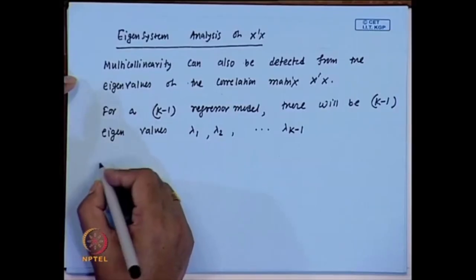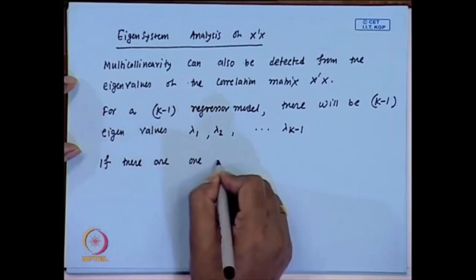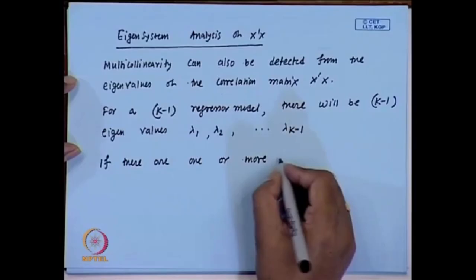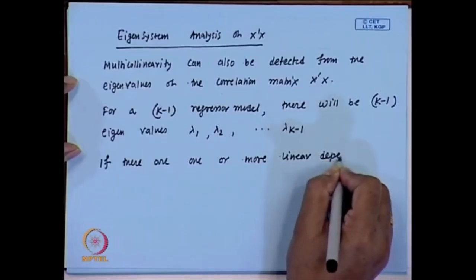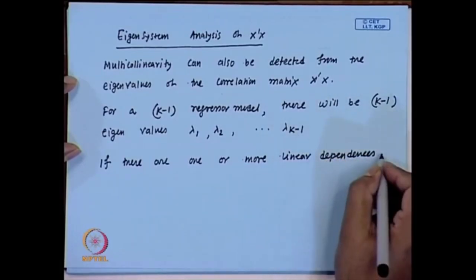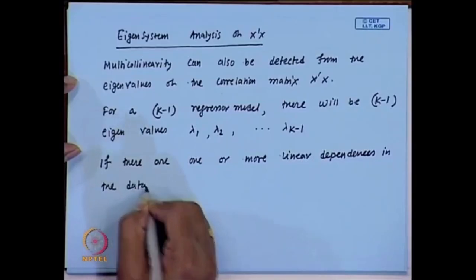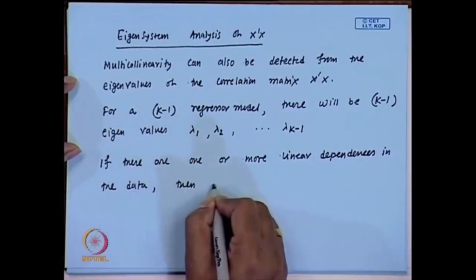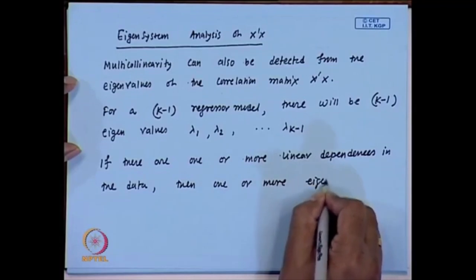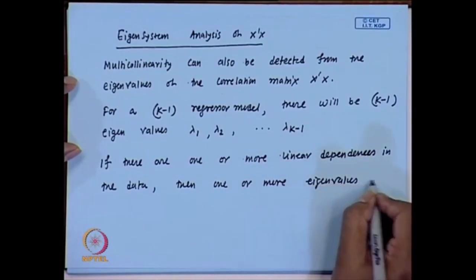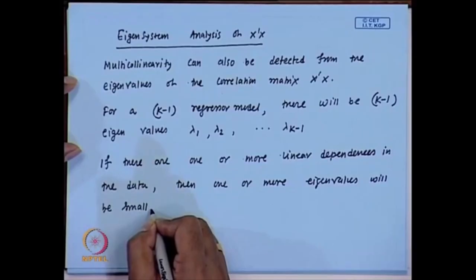So, now if there are one or more linear dependences in the data, then one or more eigenvalues will be small.